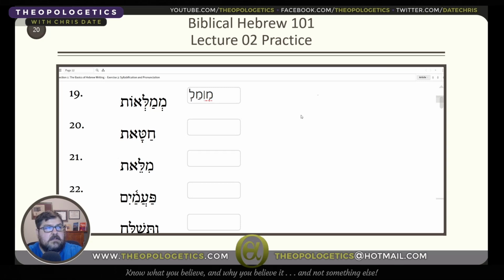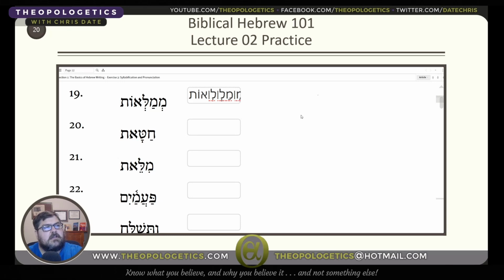The second lamed is going to have a vocal shava and be a syllable all by itself because it's a vocal shava. And then finally, the ot. This is how I'm thinking it's syllabified. Mamalot. I'd be interested to know if I'm wrong about that.